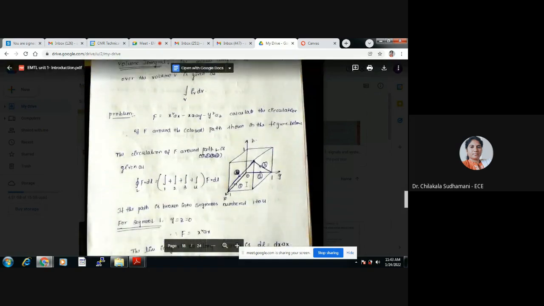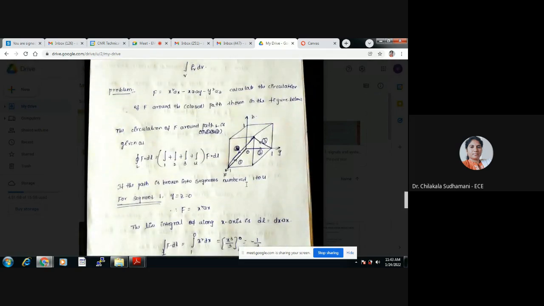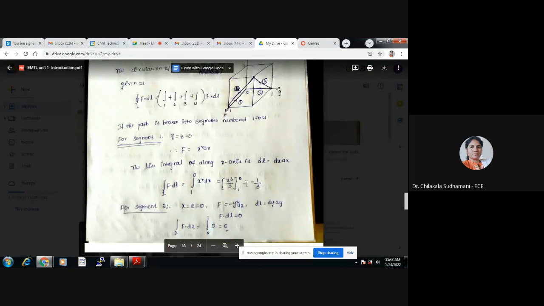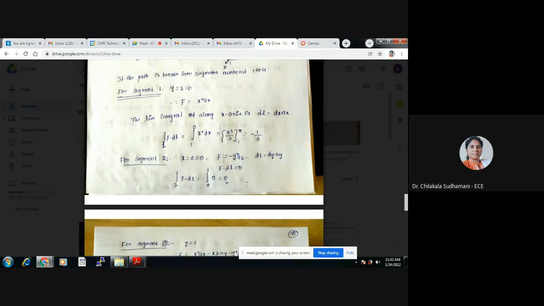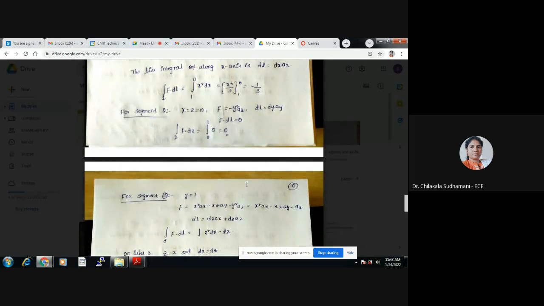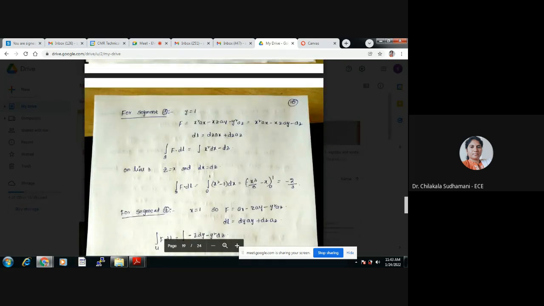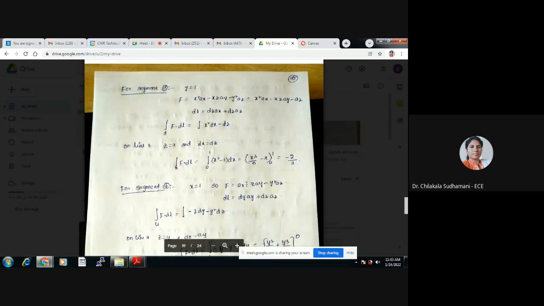If you observe here, segment 3 contains y and z components. So I have to consider here for segment 3, y is equal to 1. It is present in the third coordinate system, y and z, right? Y is equal to 1. So if you substitute y is equal to 1, what you will get? F value is x square ax minus xz ay minus az. So substitute that and simplify. Then you will get the line segment 3 total length value.